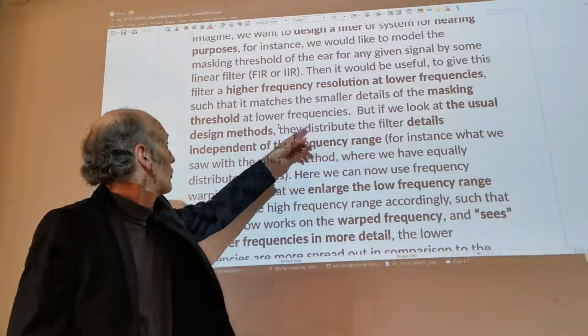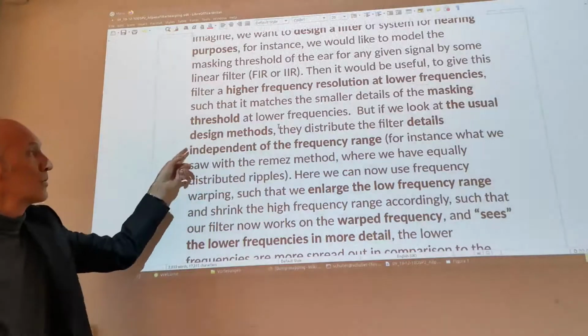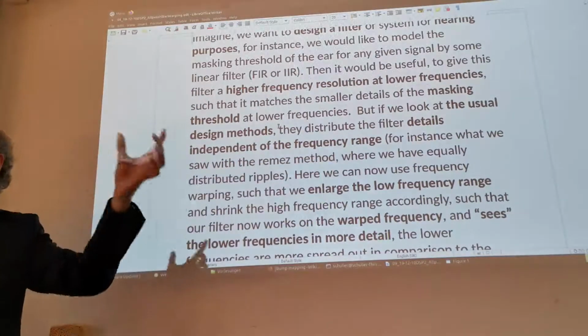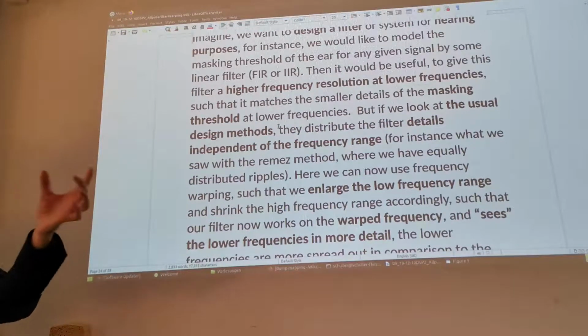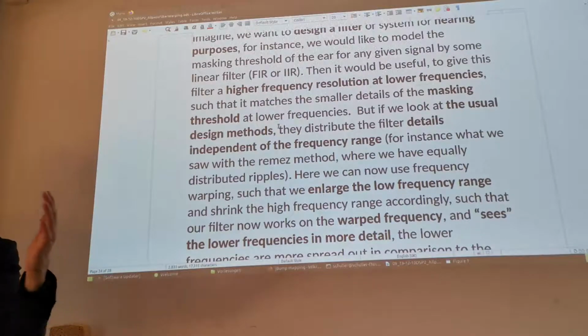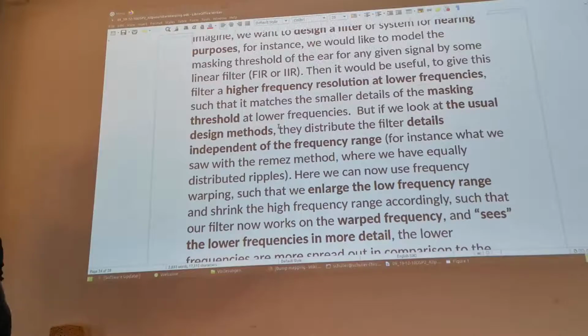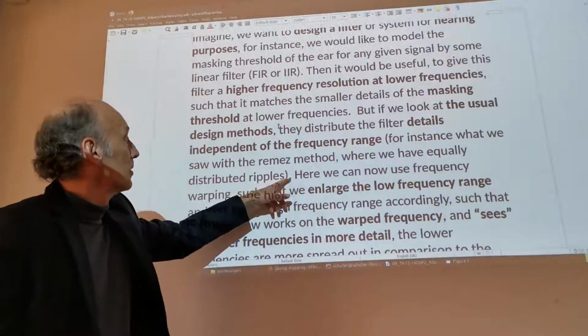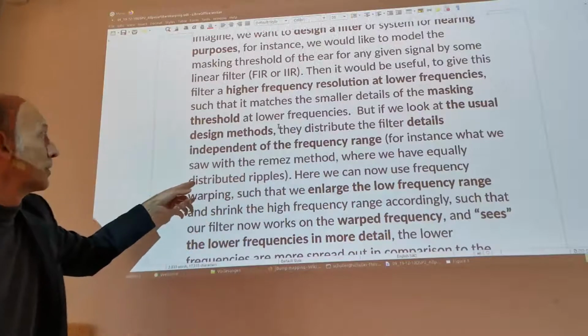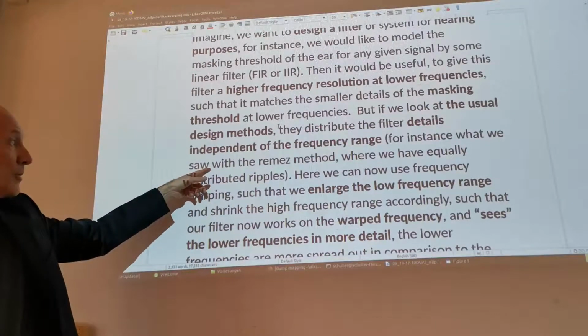But if you look at the usual design methods, they distribute the filter details independent of the frequency range. We have as much detail at high frequencies as at low frequencies. For instance, passband width. When we have a passband filter, it doesn't really matter where we put the passband. We have the same effect on the attenuation. It's independent. So we have equally distributed ripples, for instance, with the Remez method.